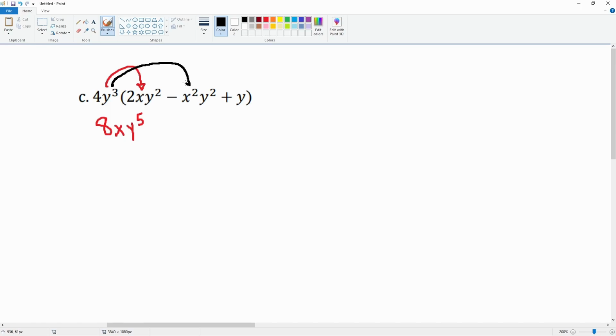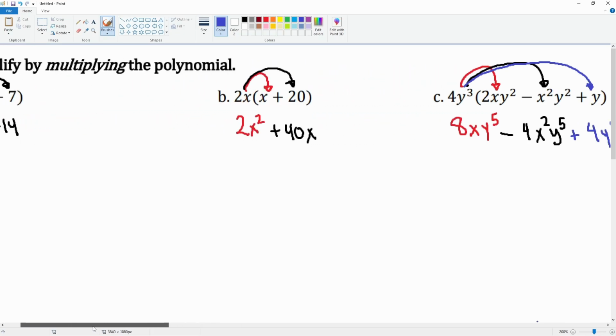Then I can distribute this, but there's a negative, so it's a negative 4x squared, and the y's combine: y cubed and y squared becomes y to the 5th. Lastly, I have the 4y cubed times the y, that is 4y cubed times y becomes y to the 4th. There you go. That is how I multiply by distributing.